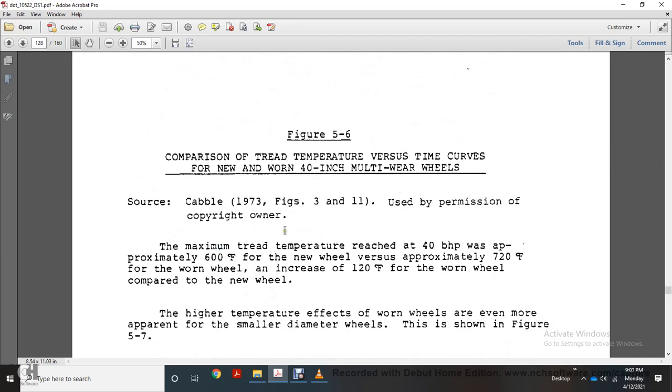The maximum tread temperature reached for the 40 BHP was approximately 600 degrees Fahrenheit for the new wheel versus approximately 720 degrees Fahrenheit for the worn wheel, an increase of 120 degrees for the worn wheel compared to the new wheel. High temperature effects with worn wheels are even more apparent with small diameter wheels.